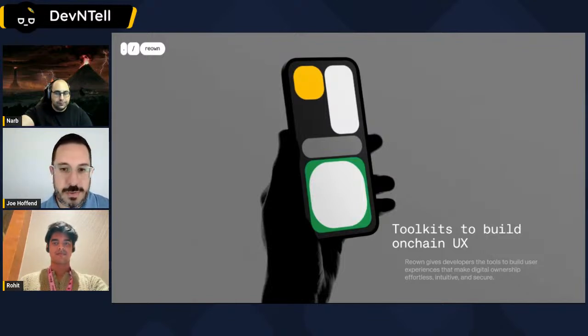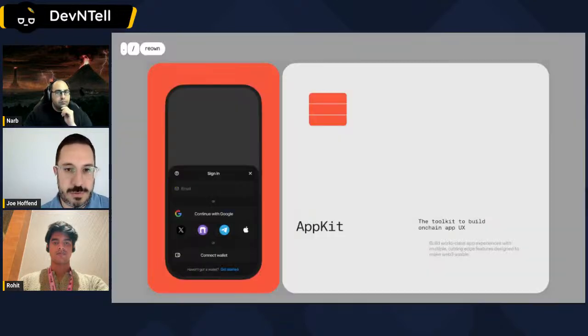And so we've got two flagship products. One's called AppKit, the other's called WalletKit. And I'm going to be specifically talking to you about AppKit today. We are just extremely focused on upping everyone's game in terms of UX. And that comes down to making digital ownership effortless, intuitive, secure, and really just kind of available and easy to use for everyone. So what is AppKit?